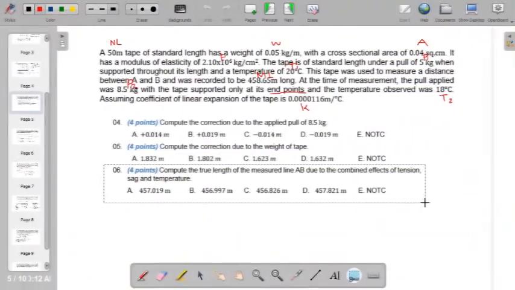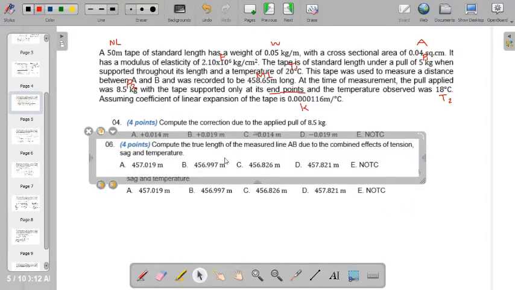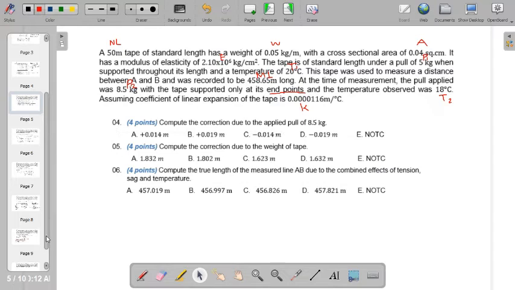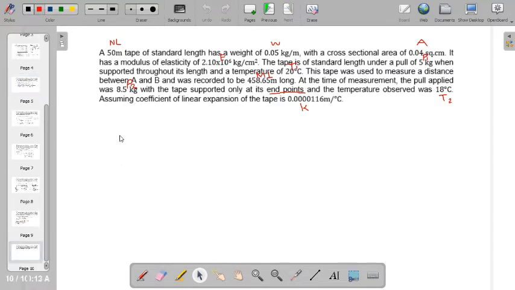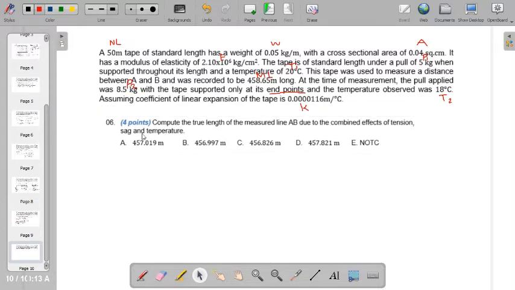Compute the true length of the line due to the combined effects. What we'll get now is the true length of our line from A to B, considering all the effects in tension, sag, and temperature. Note that we already have the tension and the sag, but we don't have the temperature yet. So we will be solving temperature in this problem.